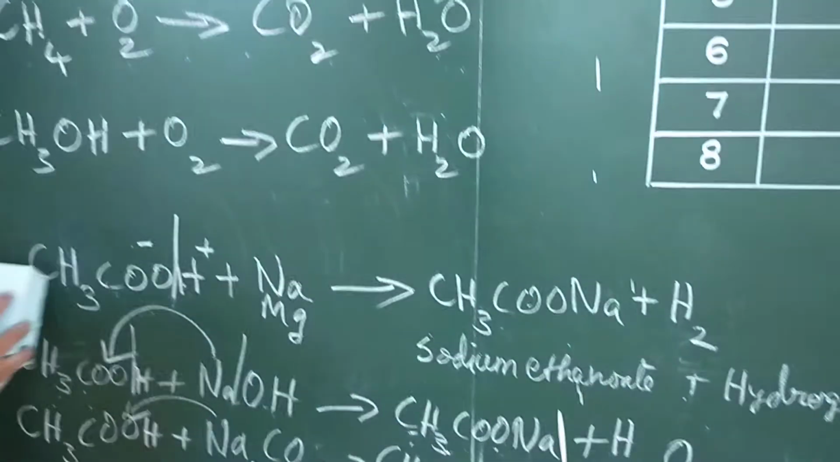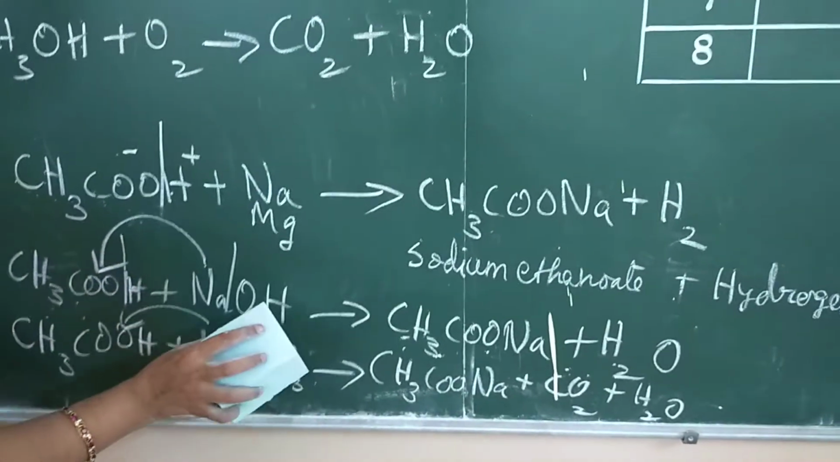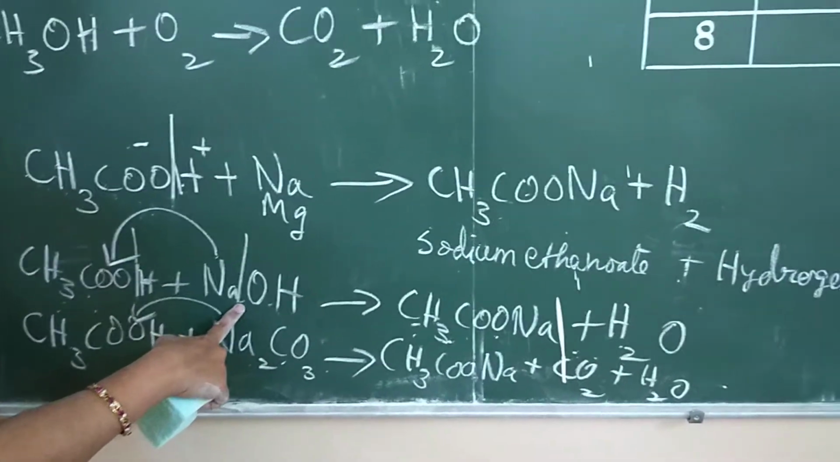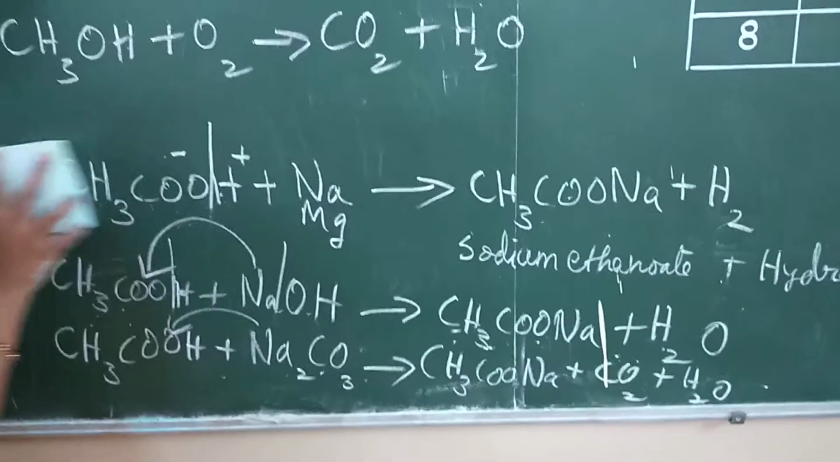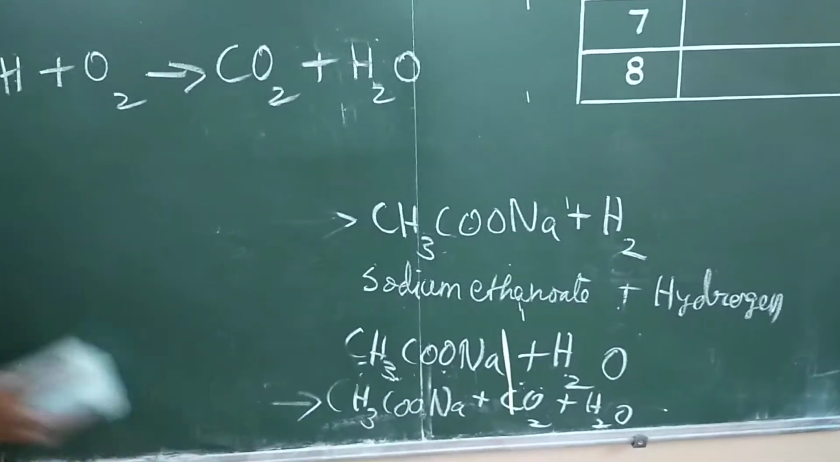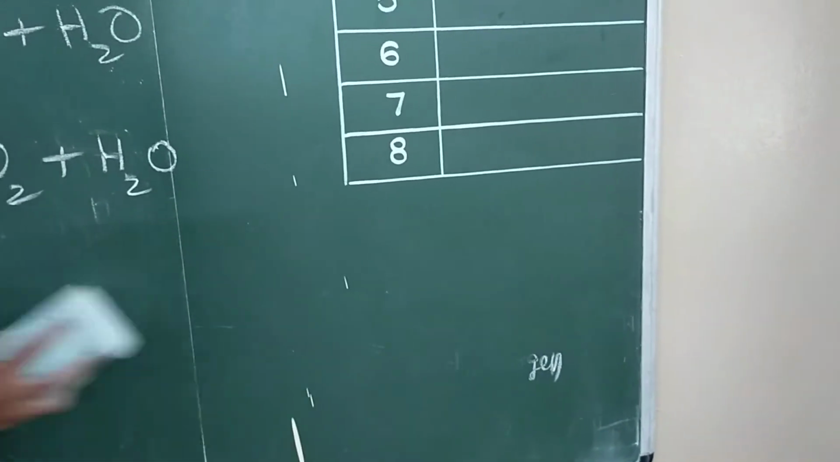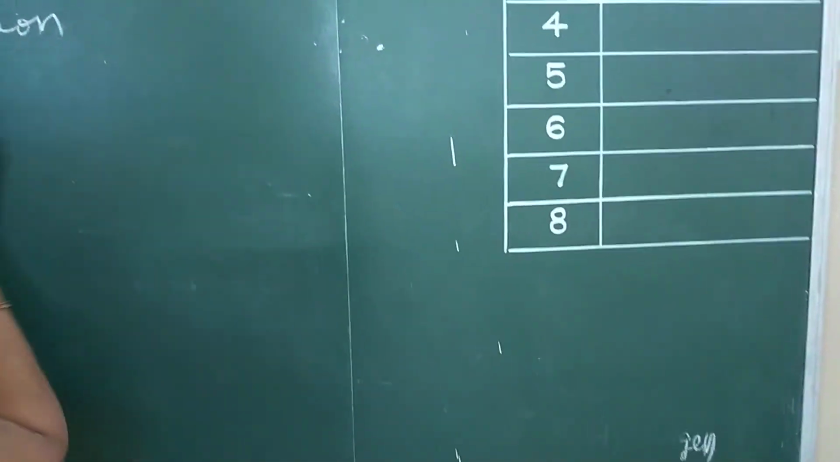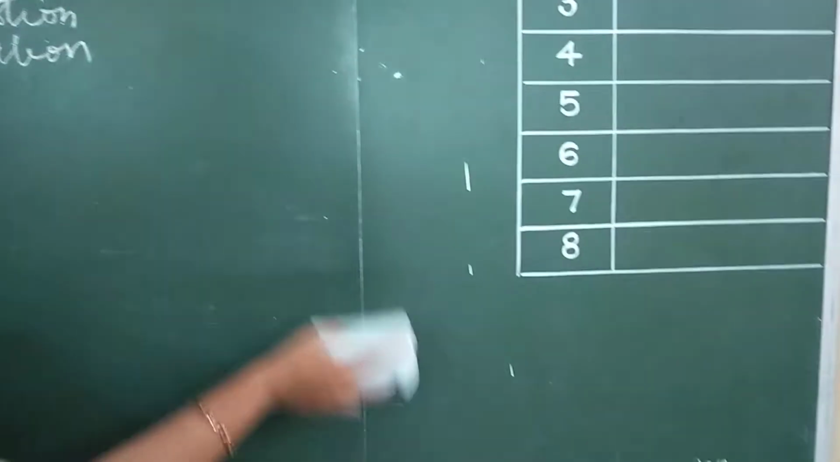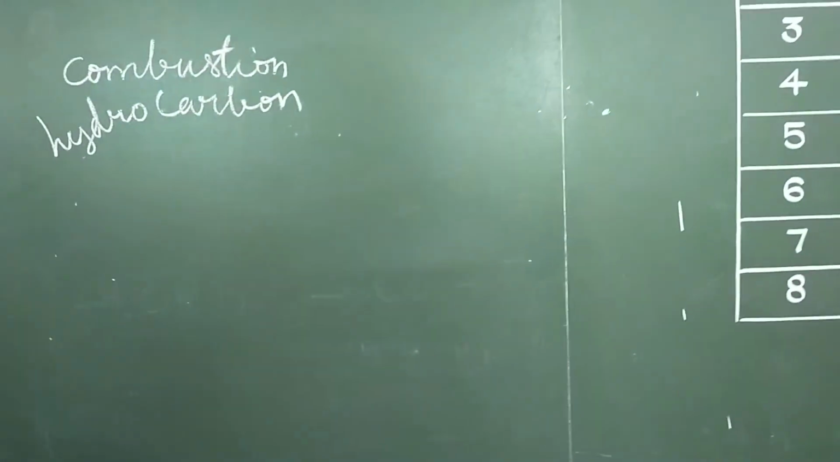So we have seen the reaction of acid with metal, base and metal carbonate. Another one is the oxidation reaction. What do you mean by oxidation reaction? Addition of oxygen is known as an oxidation reaction.